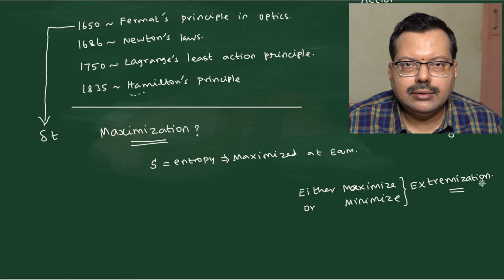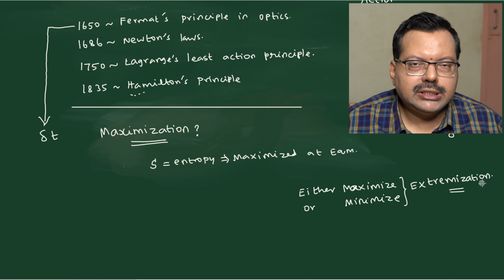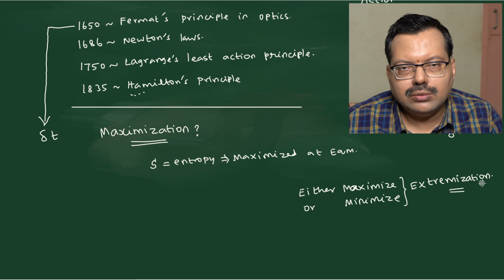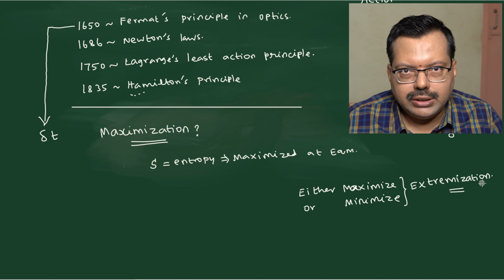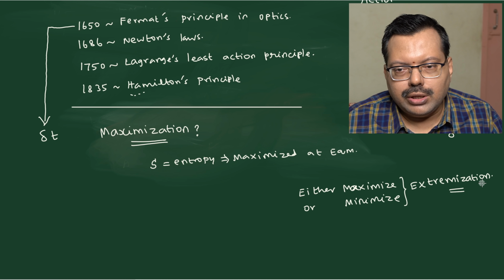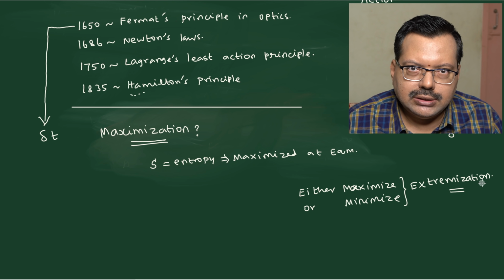So if I say that the physical system is extremizing, what is the meaning? That means it is either maximizing or minimizing depending upon the particular system. The same system will not do both minimizing and maximizing; that's not possible. One system will do minimization, another system will do maximization, any one at a time. But the general terminology would be extremization.